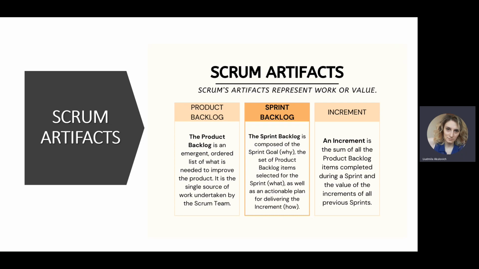Sprint backlog is the list of the tasks that were chosen to be done only during this sprint. So the sprint backlog is composed during sprint planning. And one more, the last but not the least, is an increment. An increment is the sum of all the product backlog items that were completed during a sprint. This is actually the value of the increments of all previous sprints as well. And that's all about Scrum.